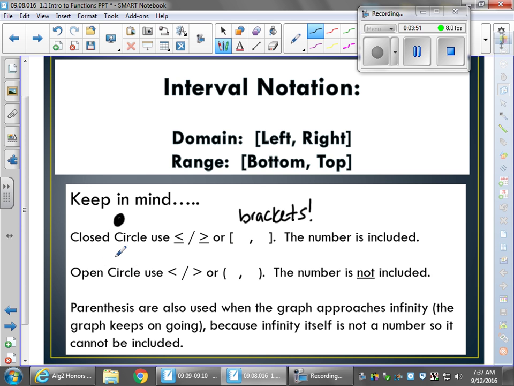Open circle literally means open circle. Open circles are associated with strictly less than. Notice we do not have a bar underneath. So open circles are connected to strictly less than, strictly greater than, and what are these? Parentheses. Now, the key difference is right here. If I use a closed circle, a bracket, or less than or equal to, greater than or equal to, we're saying that that value is included. If I use an open circle, it means that that number is not included.